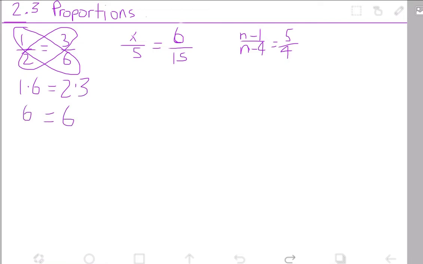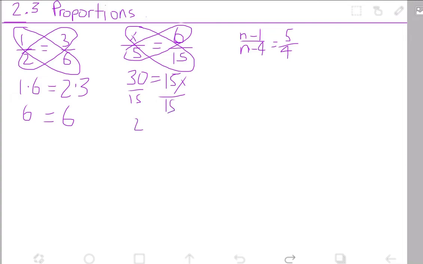So we can use this method to solve for proportions with variables in them. For example, looking at the next problem, we can do 5 times 6, which is 30, equals x times 15, which gets us 15x. And then all we have to do is solve this simple equation. So we can just divide both sides by 15 and we get 2 equals x.